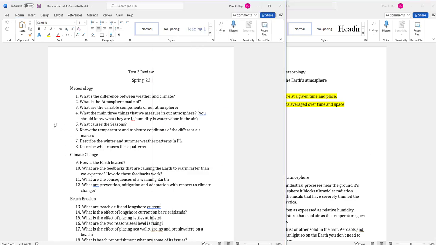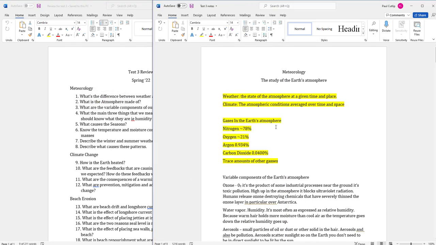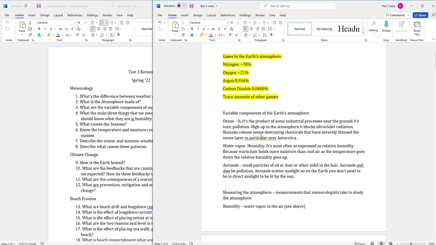Now, along with the gases, there are some things that change from one place to another, right? We call these variable components. The gases aren't going to change. It doesn't matter where you are. Those are the gases. Variable components are right here. This includes things like ozone, which is O3. That's a variable component.